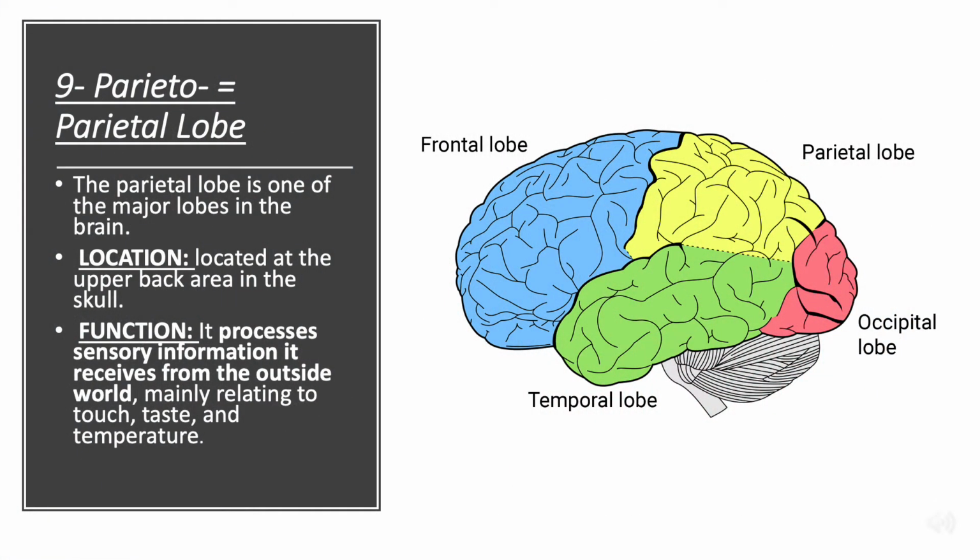Ninth example is parietal, which means parietal lobe. The parietal lobe is one of the major lobes in the brain. Location: located at the upper back area in the skull. Function: it processes sensory information it receives from the outside world, mainly relating to touch, taste, and temperature.